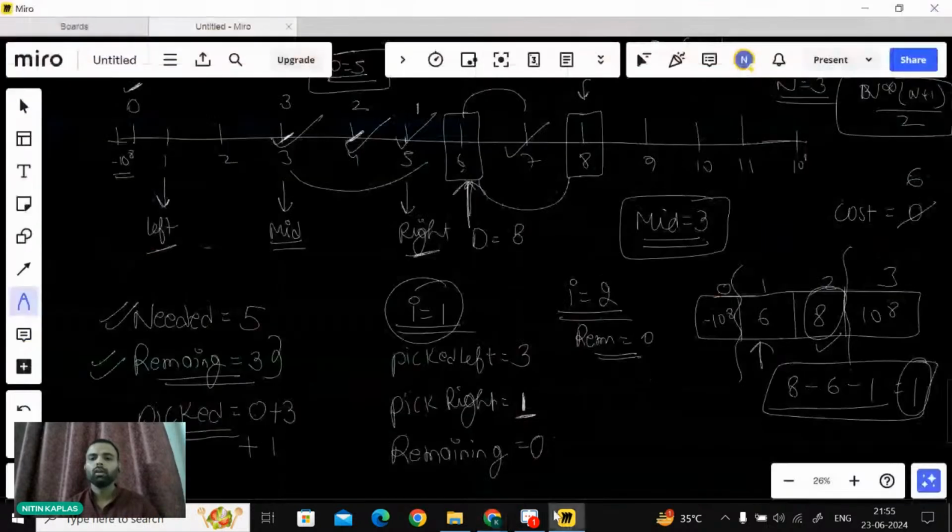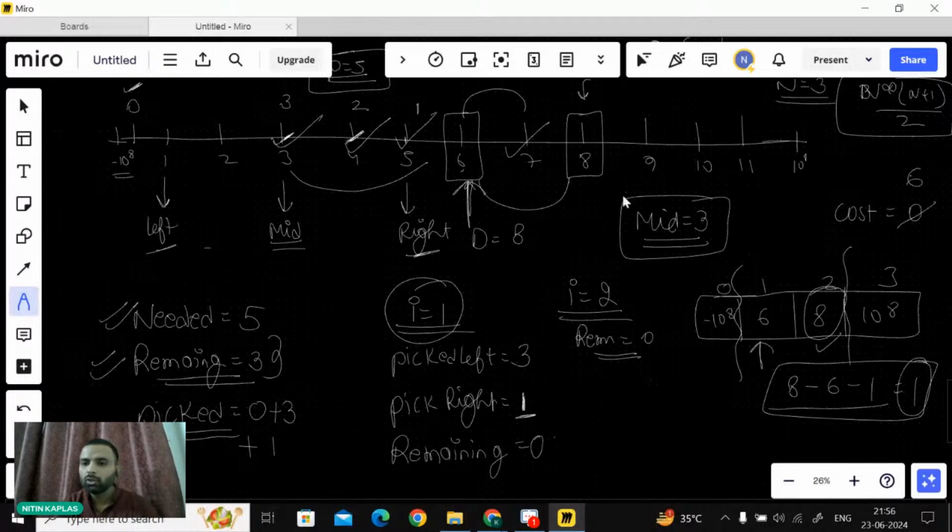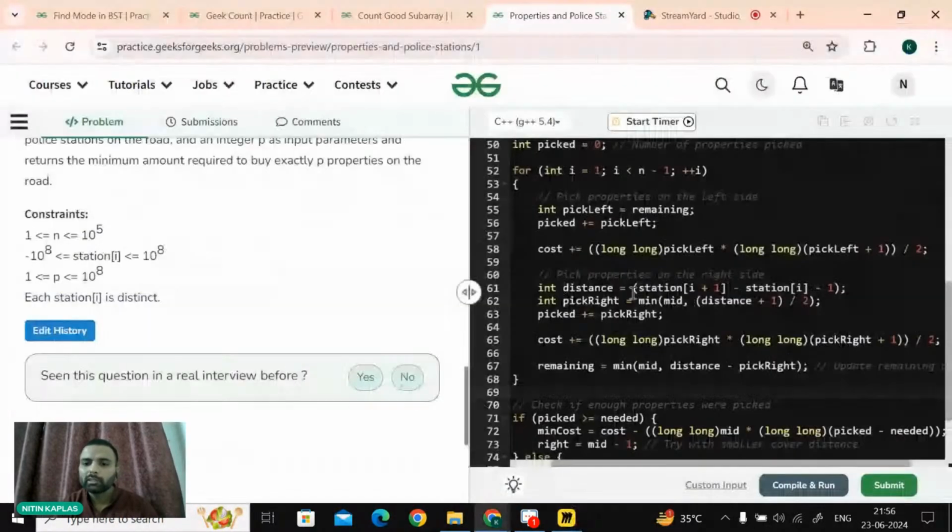Now, here the intuition is why we are including this. When I'm reaching i equal to 2, I'm asking, I have already solved this part, right? What is the distance between these two police stations? It's very big, because 10 raised to power 8 minus 8 is very big. So what I'm doing here is I store it into the distance part. It's very big, let's suppose it's infinite. But I have the range, right? How much range I have to move. So pick right will be the minimum of mid or distance plus 1 by 2. Just forget about the distance part here. So what is the minimum here?